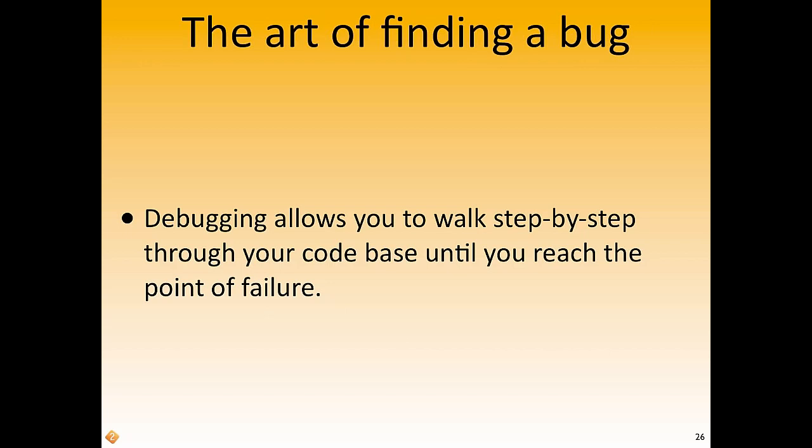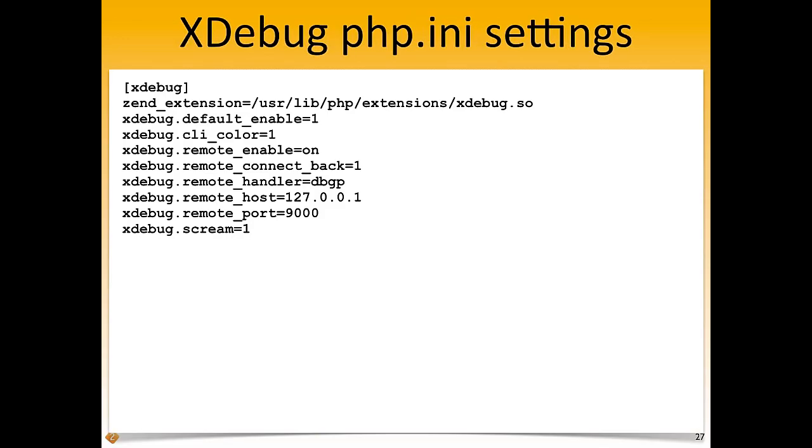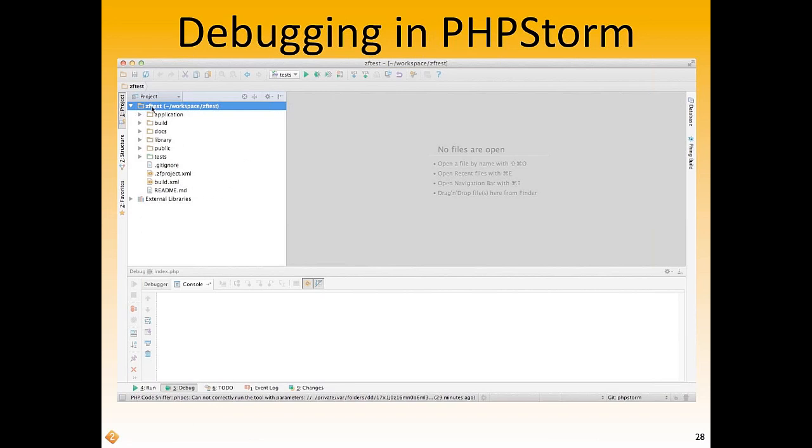I like to use the Xdebug extension in PHP because it allows me to just implement it. I use it also for PHPUnit to give me nice additional information about my unit test, but also with these settings, I can use it in my IDE, which is PHPStorm. So how do I run it?